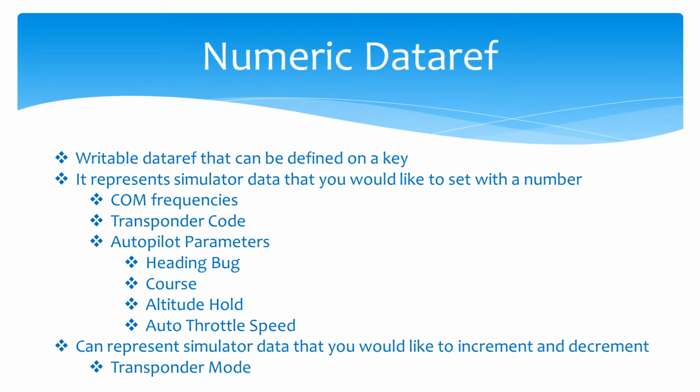These are typically things that, if you had a full-blown cockpit, you would do with rotary encoders. But rotary encoders are kind of complicated to set up unless you do a full cockpit. And this is just an alternative way for you to get data like this into a wide variety of aircraft without having to have a lot of extra hardware like rotary encoders on your simulator. It can also represent simulated data that you would like to increment and decrement.